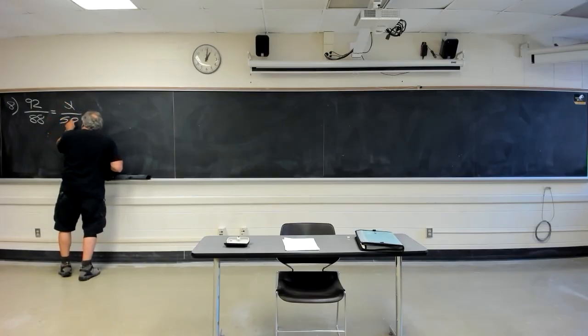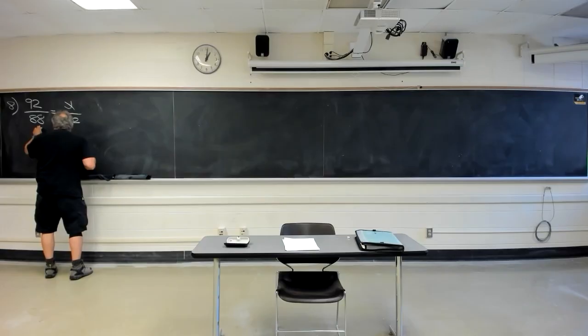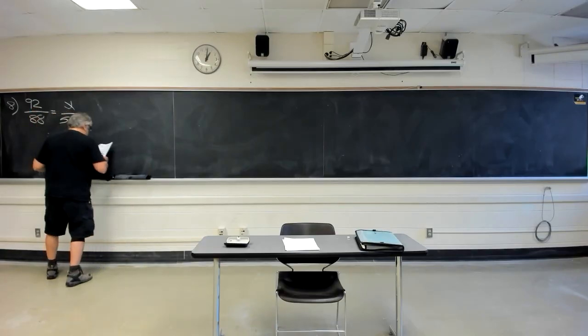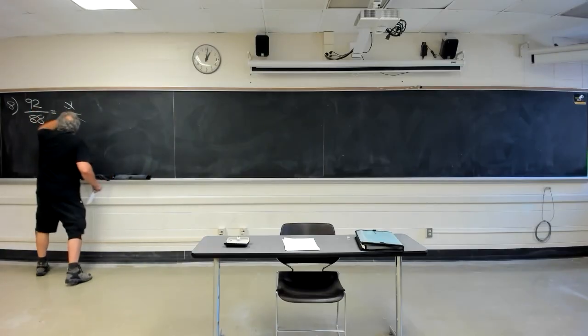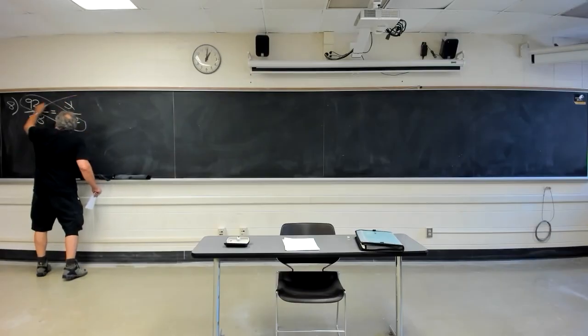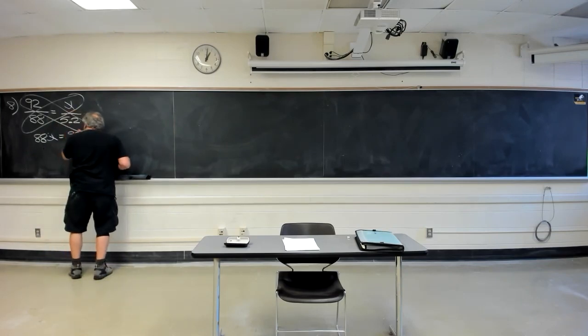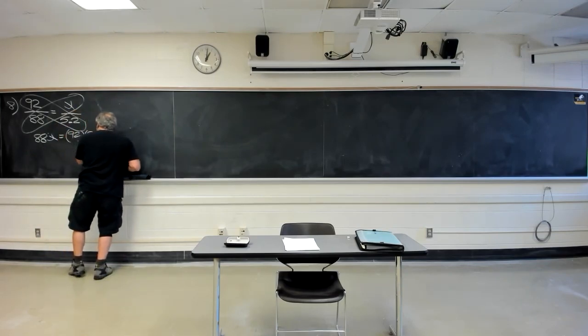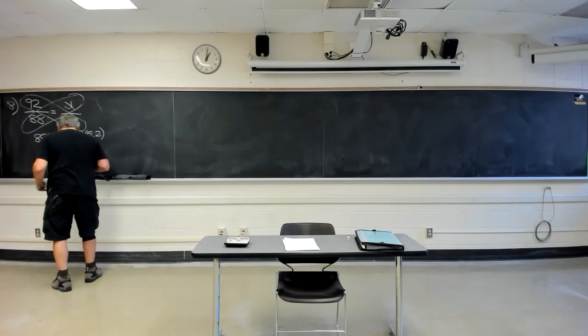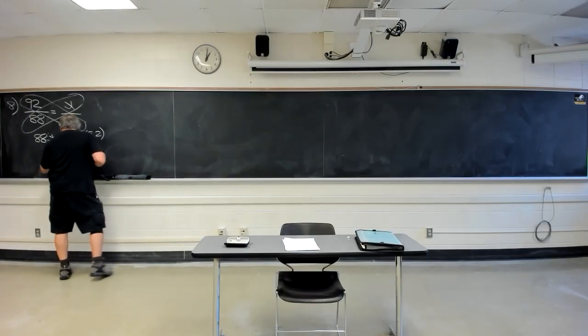The person who's 5.2 is corresponding to 88. The person who is X corresponds to the 92. It's that simple. The rest is solving a proportion. You've got 88 times X equals 92 times 5.2. Divide by 88 on each side.